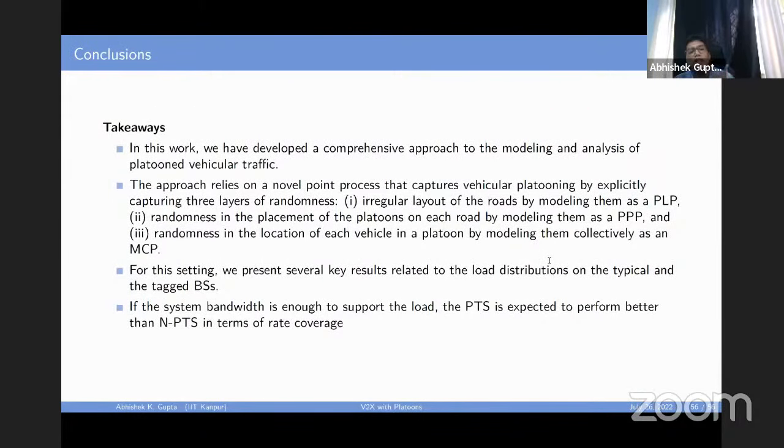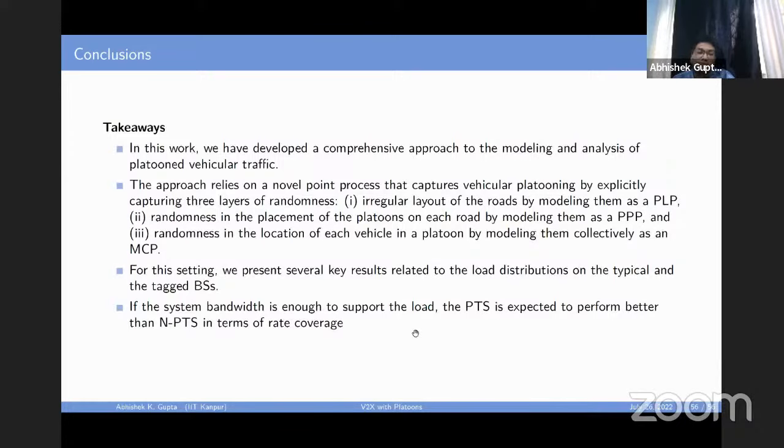So let me talk about the main takeaways here. In this work, we developed a comprehensive approach to modeling and analysis of platoon vehicular traffic. This modeling gives us a novel point process which captures three layers of randomness: one is the roads' orientation and layout, then the platoons' placement, and the users' placement. And then we characterized this point process. We talked about different load distributions, and we showed that the platoon traffic scenario can work better if the system bandwidth is enough to support the load, right?